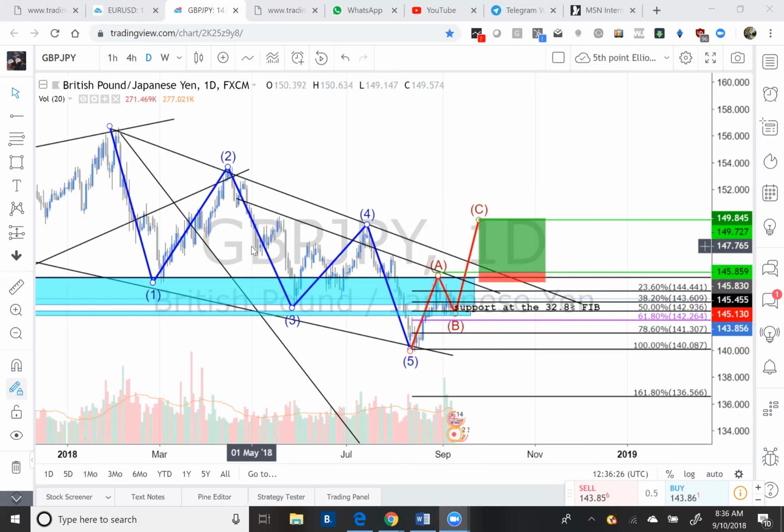So with this pair on the day chart, what we saw is that there's a correction taking place on an Elliott wave move, right? For this pair, the Elliott wave is a 5-point wave. It was a bearish wave, it went down, right? And this is a pattern, right?